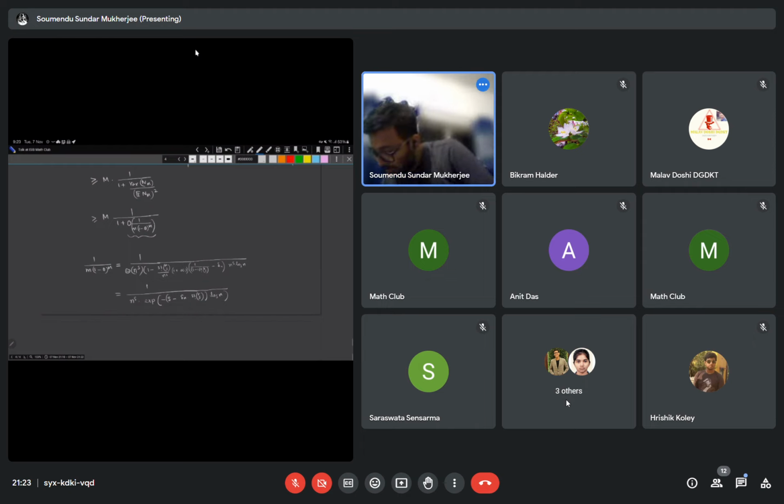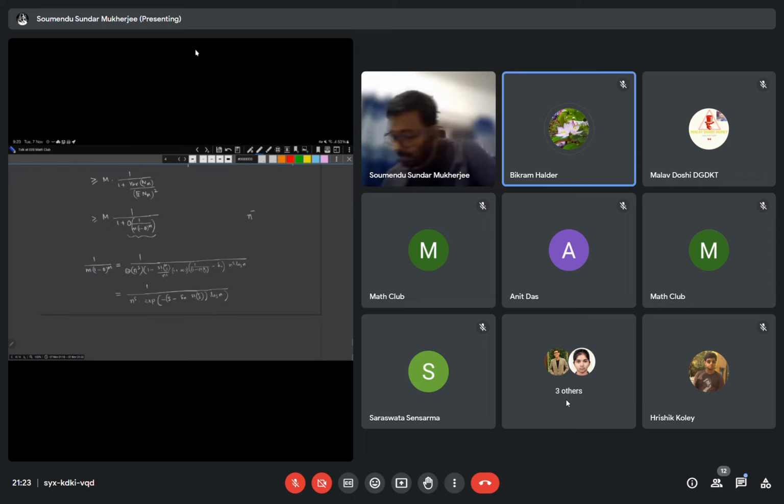So is this correct? Did I get it? I am trying to show that this is of the order of n to the power minus s factorial r to this times delta n. Do you get that?